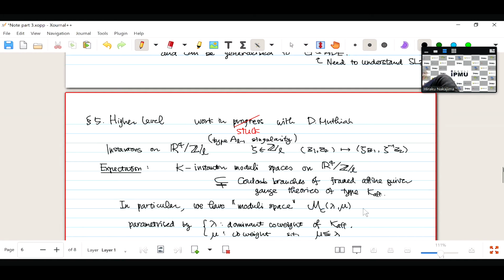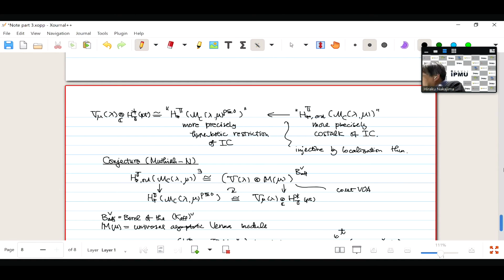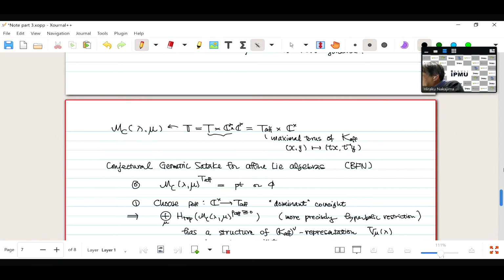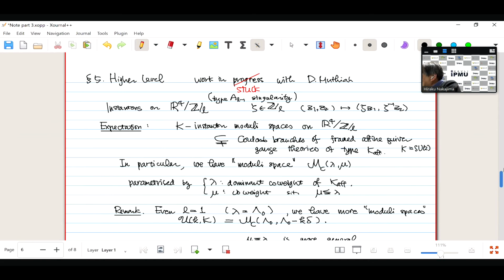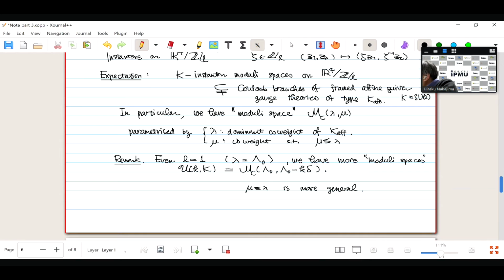So maybe I should explain what is, in my convention, K and affine. So we consider a complex simple Lie algebra, maybe something. So I start with K equals SU(2). Then this is a real algebra.